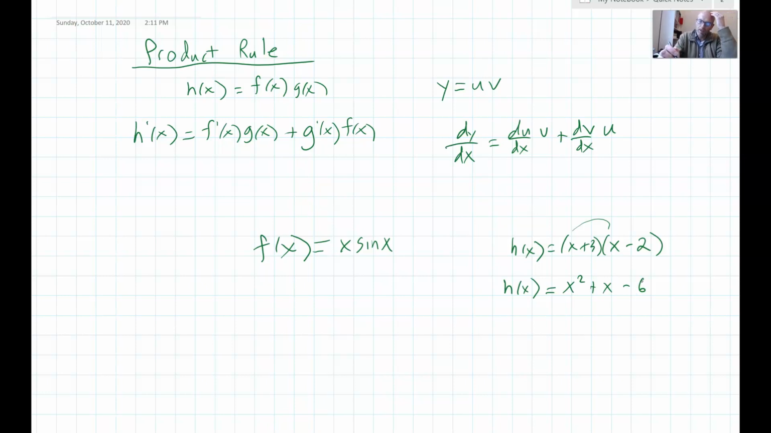So what I'm suggesting is if you use the product rule to take the derivative of this function, you would get the same result if you just multiplied it out first and used the power rule and the addition rule to take the derivative of this function. You should get the same result. Okay? So again, that's the idea of the product rule. There are two expressions being multiplied together.